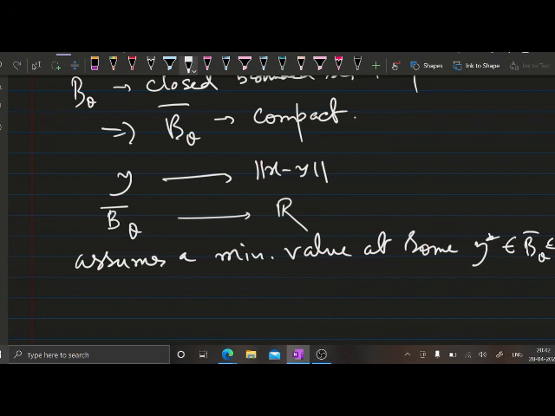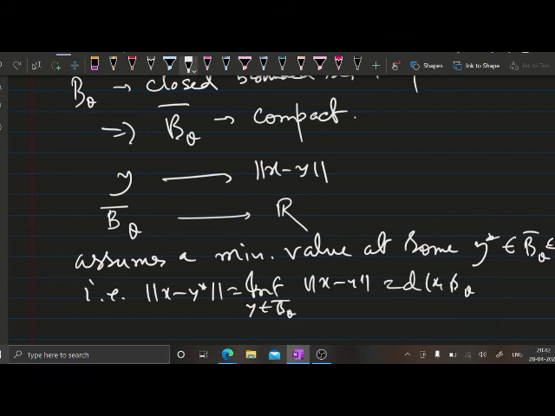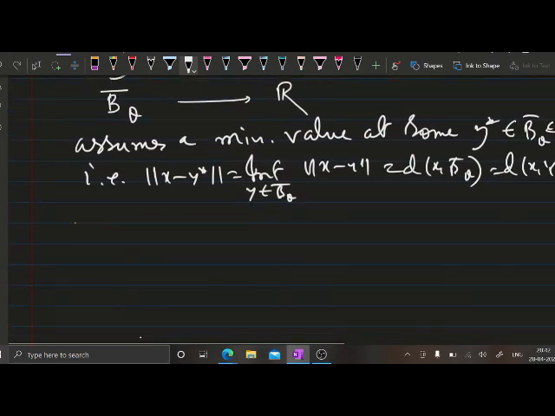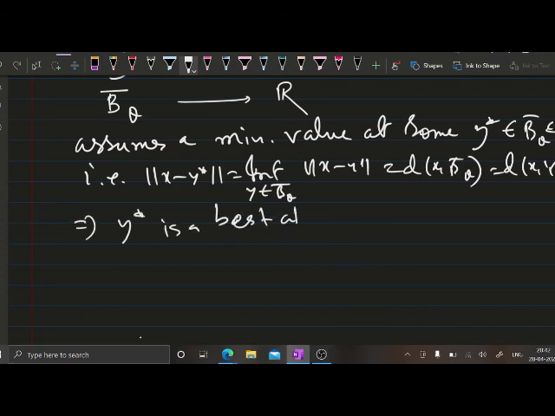That means norm of x minus y star will be the infimum of norm of x minus y, y belongs to B_theta_bar, that is d(x, B_theta_bar) which is d(x, Y), so hence y star is a best approximation from capital Y to small x.